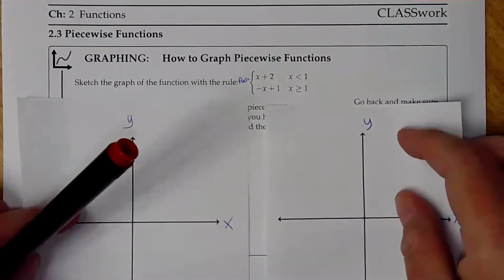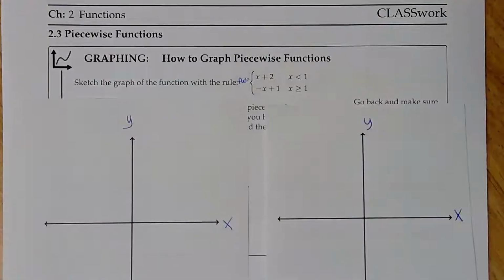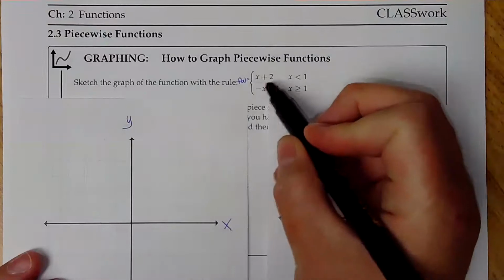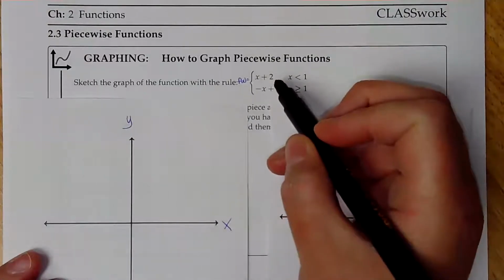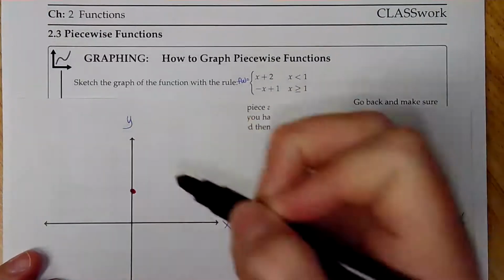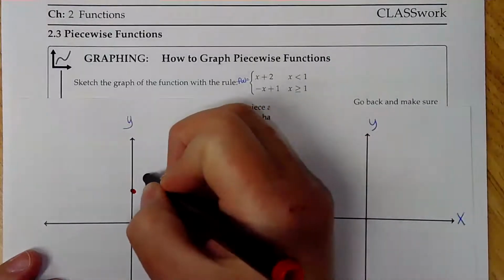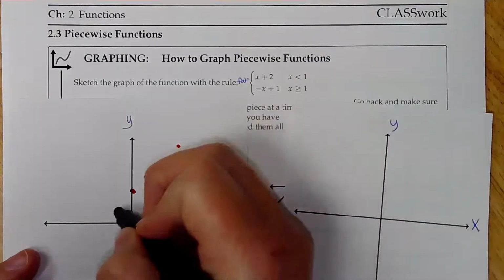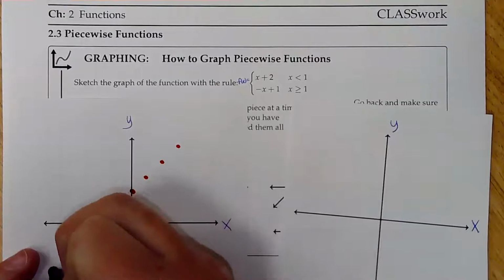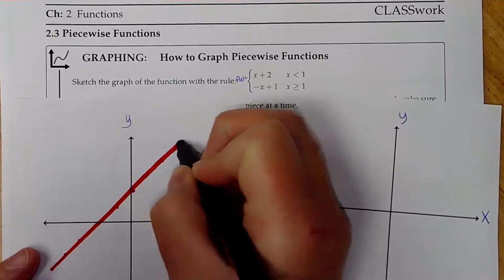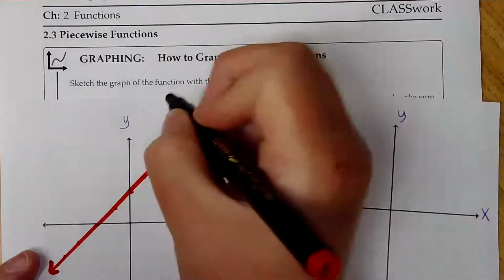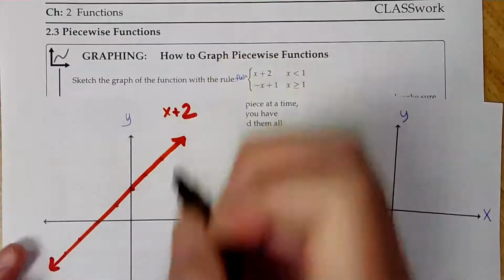So I'm going to graph these guys separately. So I'll start with this x plus 2. To graph this, this is in slope-intercept form. So I know my intercept is 2, and my slope is 1. Okay. So it looks like that. There is the x plus 2 graph.